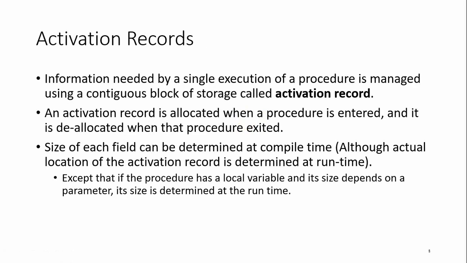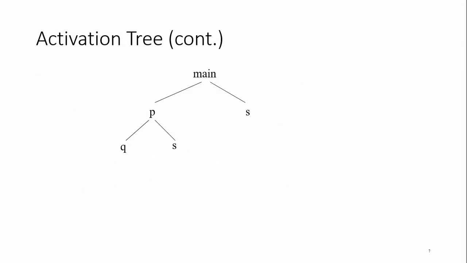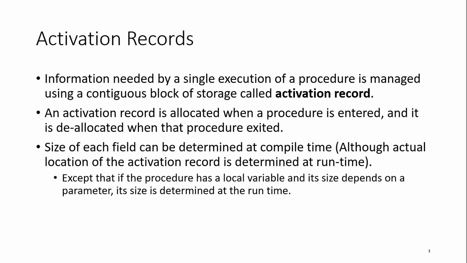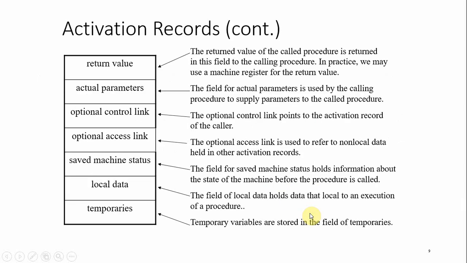An activation record stores a single execution of a procedure. In the activation tree we saw the flow of control of each and every procedure call or activation. If you want to store the information for a single procedure call, or single execution of a procedure, we will use one record called an activation record, which will be stored in a contiguous block of storage. The memory allocation and deallocation will all be represented in terms of the activation record, and it will have a simple structure like this.